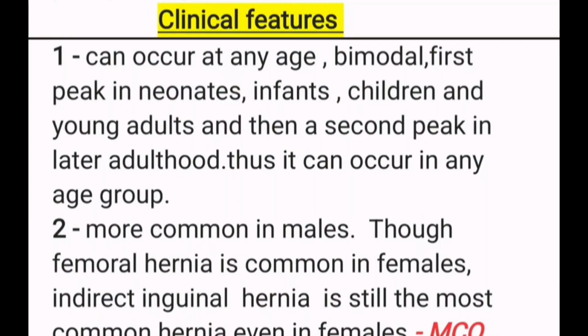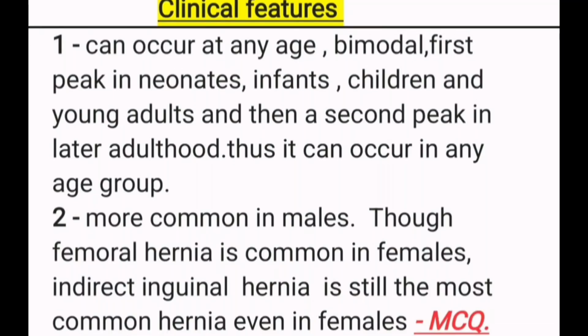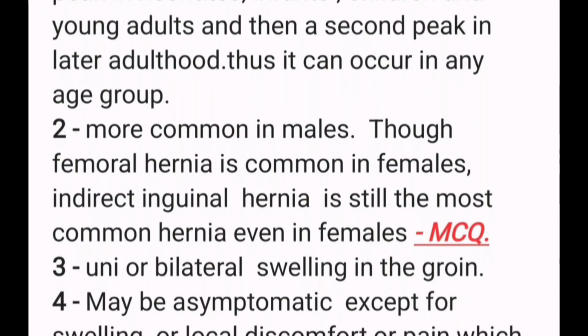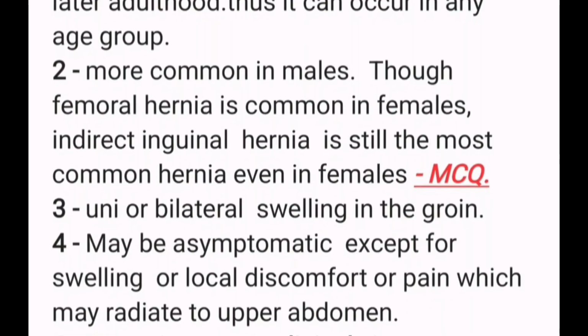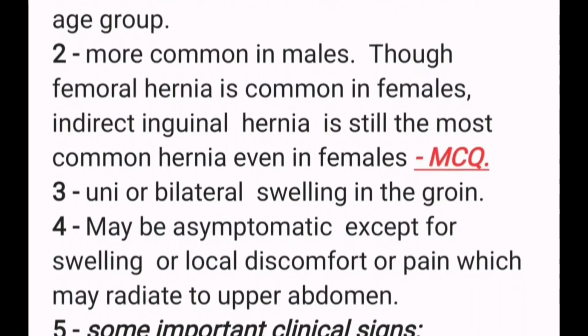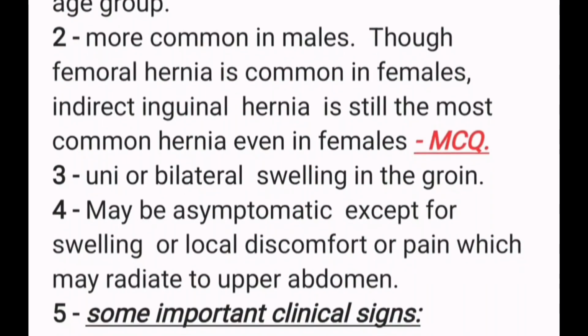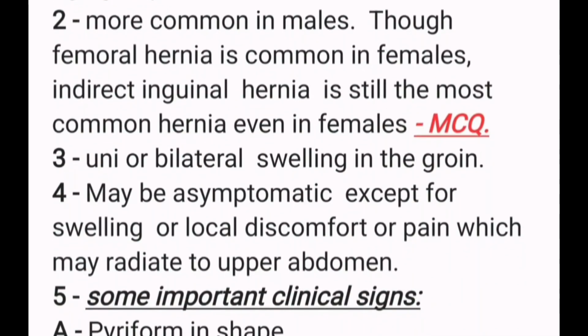It can occur at any age, usually bimodal. The first peak is in neonates, infants, children, and young adults, and then a second peak in later adulthood. Thus, indirect inguinal hernia can occur in any age group. It's more common in males. Though femoral hernia is common in females, indirect inguinal hernia is still the most common hernia, even in females. Remember this tricky question in MCQ.